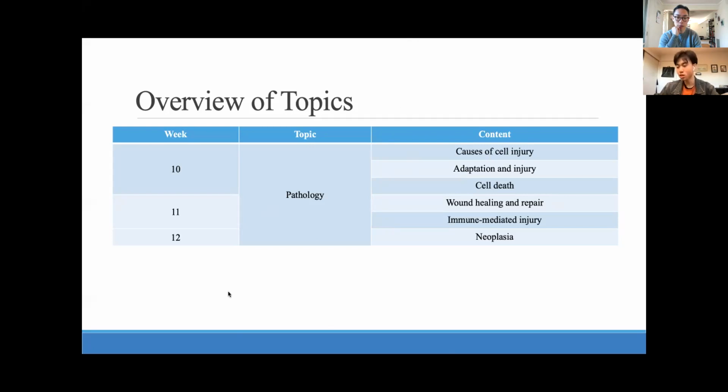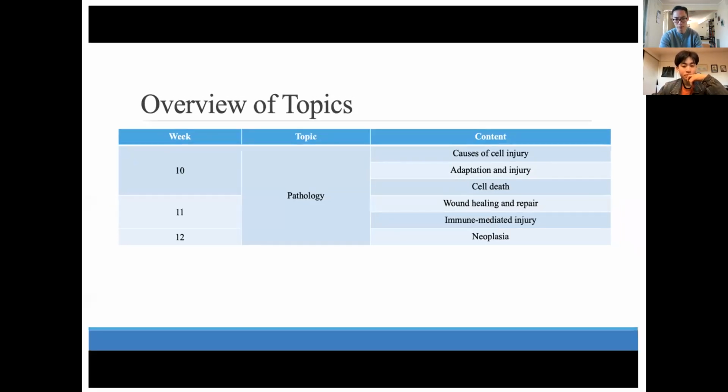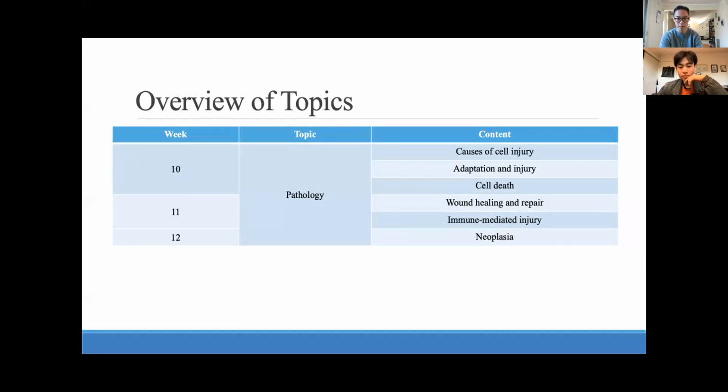Wound healing, repair, fibrosis. So, inflammation, long-term inflammation. Sometimes the cells can't heal, and you get fibrosis, which is collagen laid down instead of the cells themselves regenerating. Some types of cells are unable to regenerate, and some types of cells are very able to regrow. Immune-mediated injury. So again, what I mentioned with autoimmune disorders: the immune system goes wrong and attacks your own body.